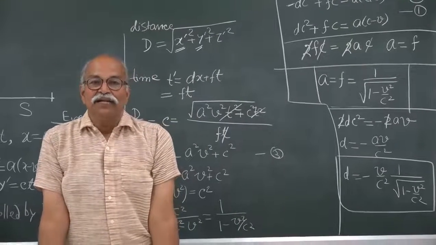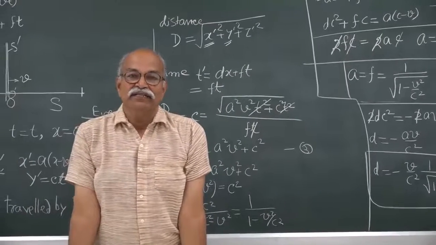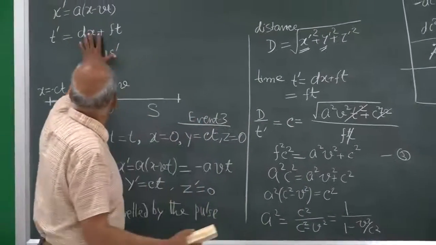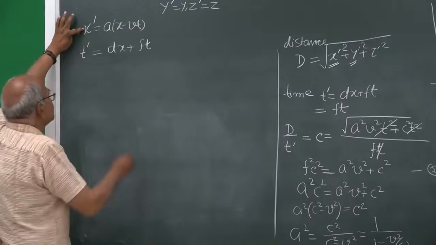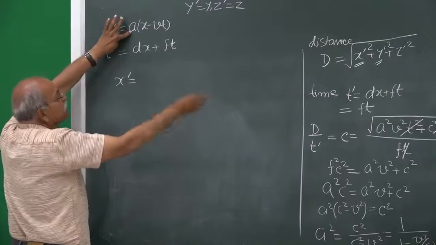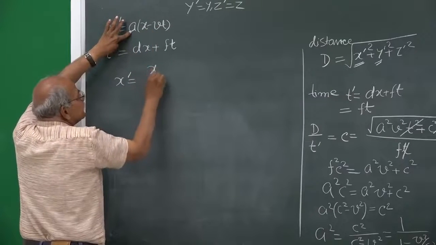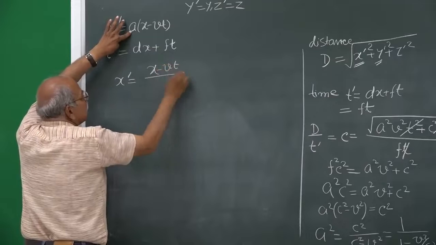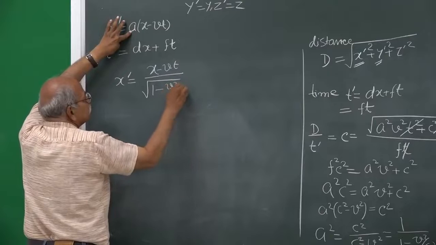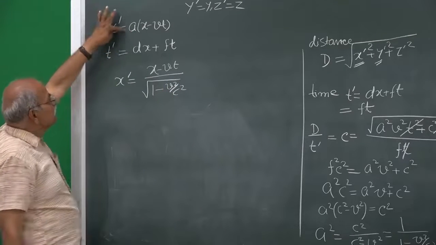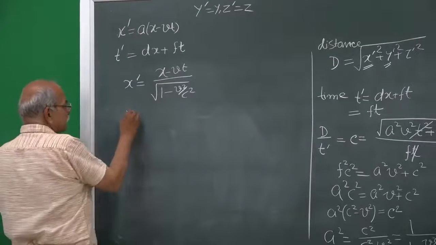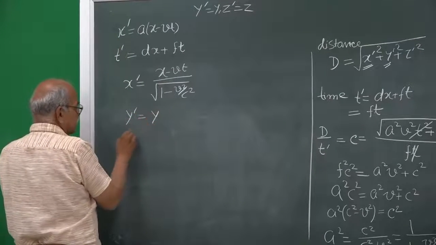So, we are ready to write the Lorentz transform equation in its final form. Start from here once again: x prime equal to A, I know what is A, times x minus Vt, divided by square root of 1 minus V square by C square. That is x prime. A is 1 by square root of 1 minus V square by C square. y prime is y, and z prime is z.